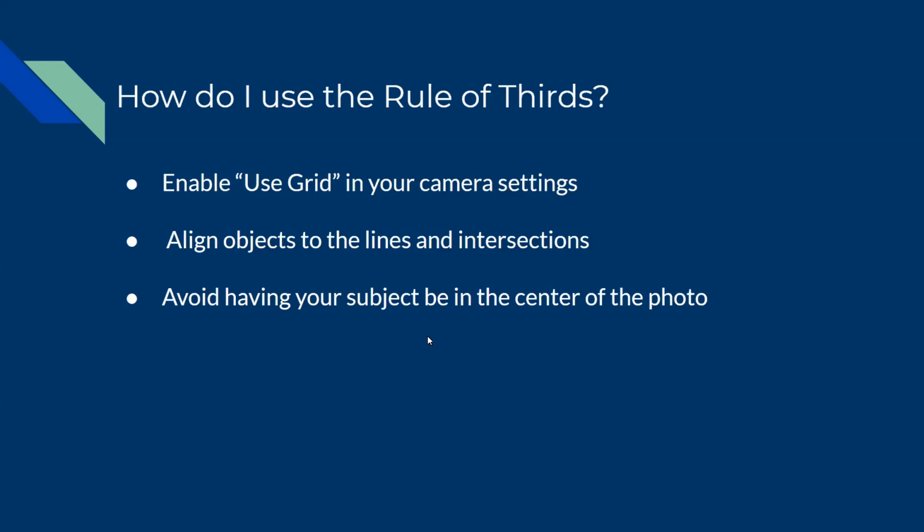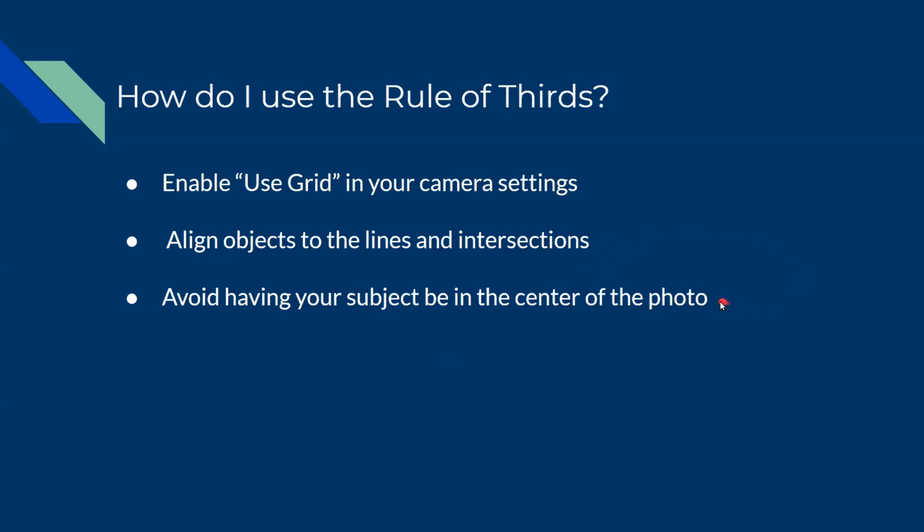And you can start using that to align your camera to things. Once you've done that, you'll want to align objects to the lines and intersection points on your phone. So don't worry, I'm going to show you what that looks like in a moment here.